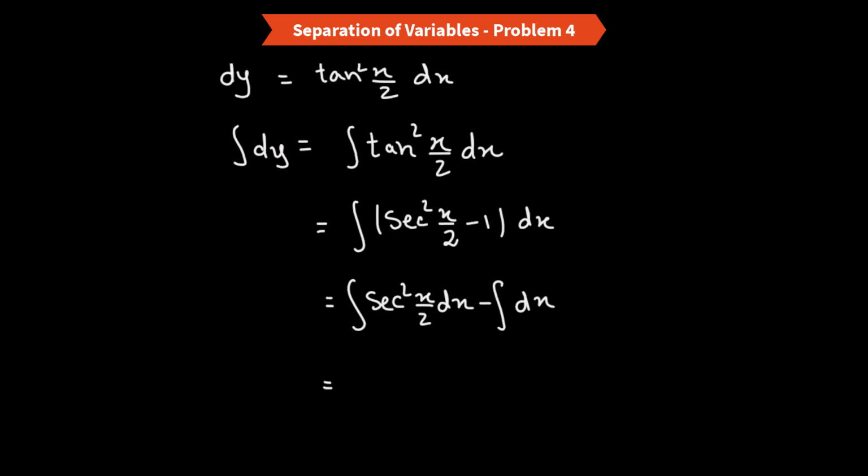So integration of the secant squared function will be the tangent function. So we have 2 times tangent of x over 2 minus integration of dx, which is x, plus c. So therefore this is going to be the required solution to the given differential equation.